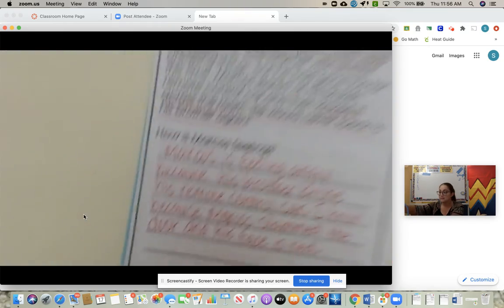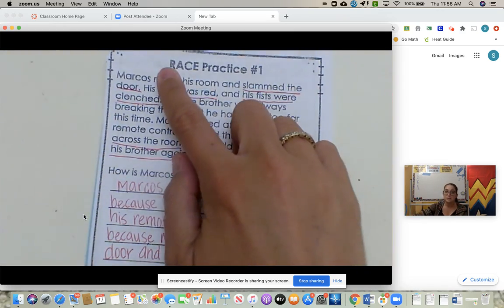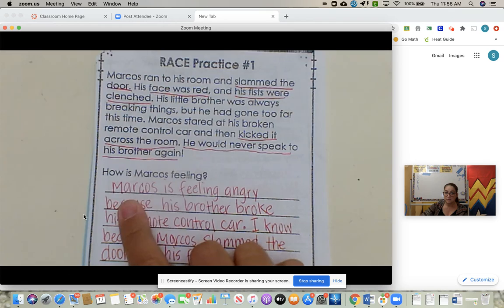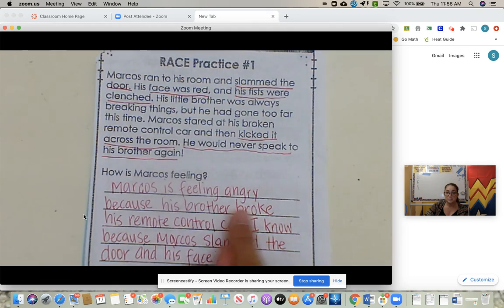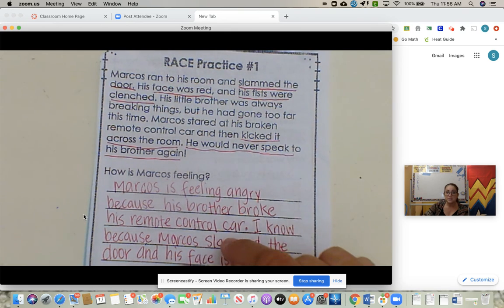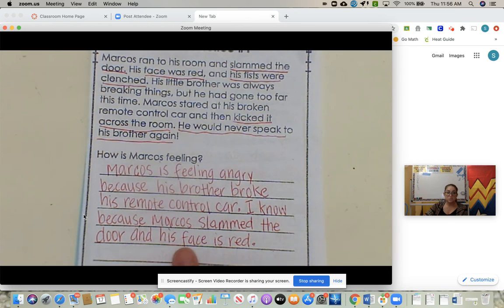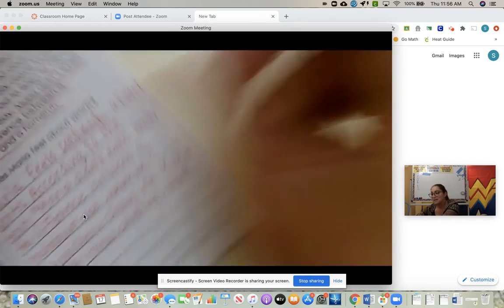We already did race practice number 1. And on this one, we only focused on R and A and underlining evidence. That is it. So we read it, and it says Marcos is feeling angry because, that's our R. Because why? His brother broke his remote control car. We answered. Then we cited. How do we know he was angry? And we underlined all that because we knew that. Then we just wrote further. I know because Marcos slammed the door and his face is red. So I did not introduce the quotation marks yet because this was the first time we practiced it.